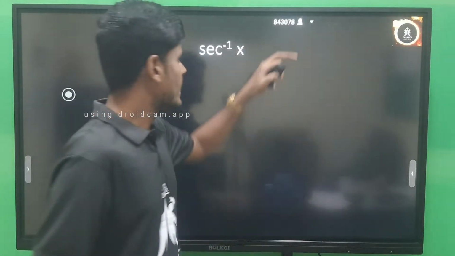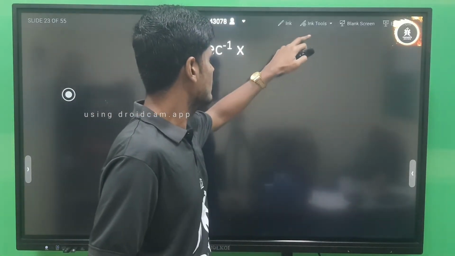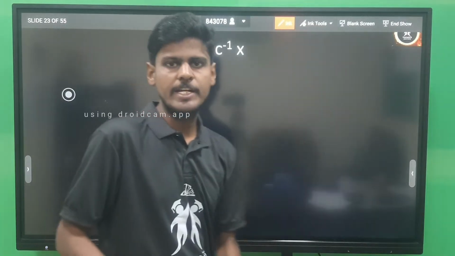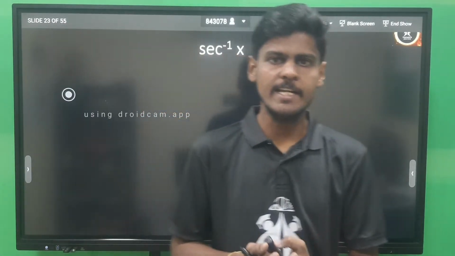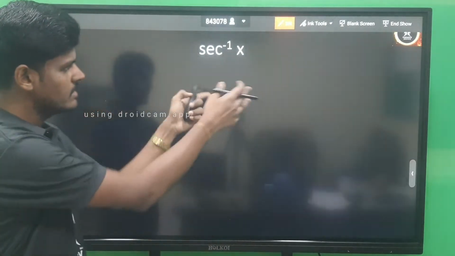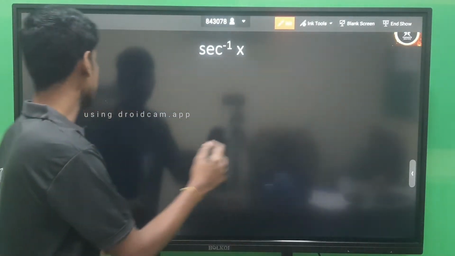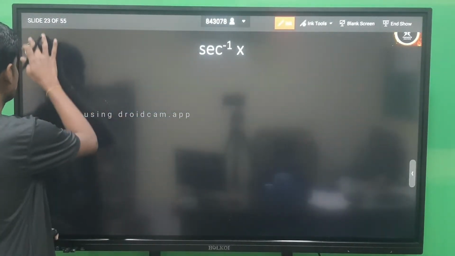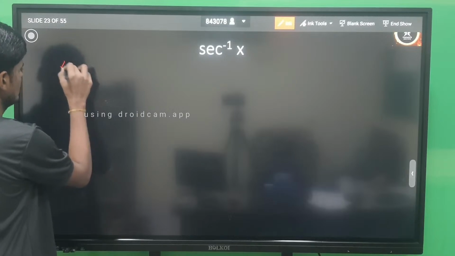Again, how to draw the graph of secant inverse x? First we need to know what is the graph of secant x, and then from that we will replace x and y coordinates and write the secant inverse x graph. So first, what is the graph of secant x?